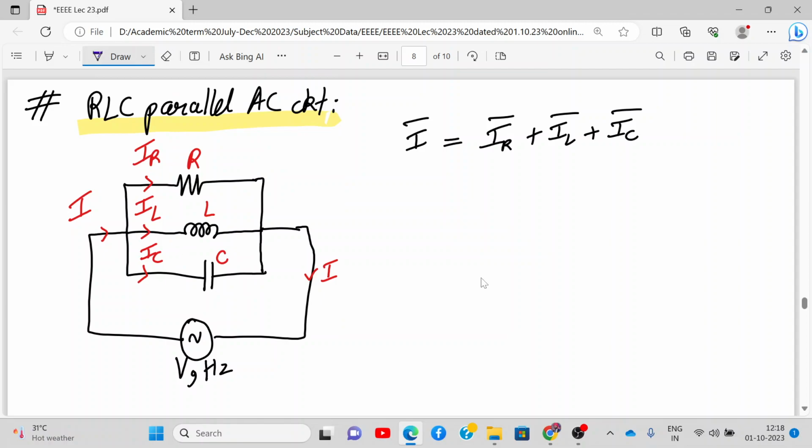Now, you remember in the RLC series circuit, we considered whether the reactance XL is greater than XC, or XC is greater than XL. Did you remember? Yes or no? Similarly over here, we will consider which current is dominant among IL and IC. So we'll draw the phasor diagram for IC greater than IL.